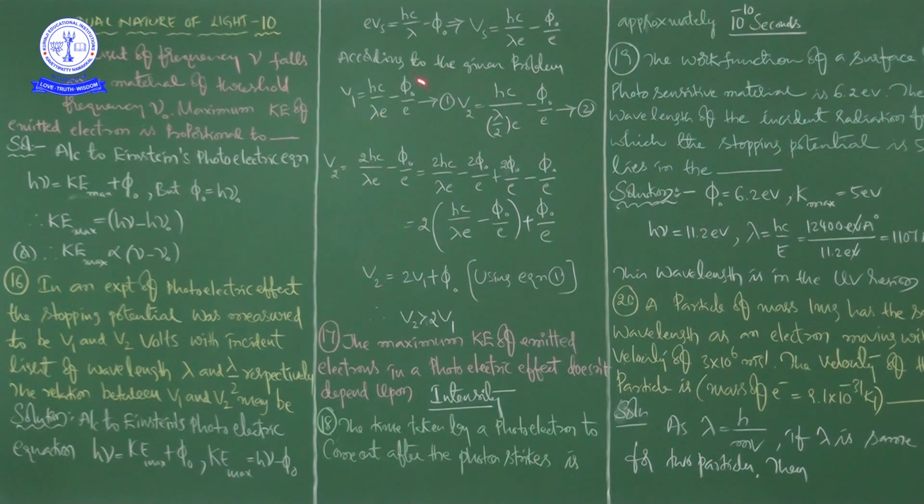See here, e Vs is equal to, in place of nu I can write c by lambda. So e Vs is equal to hc by lambda minus phi naught. From this I can write Vs as the subject. Vs is equal to hc by lambda e minus phi naught by e. This is the expression for stopping potential in terms of Planck's constant, speed of light, wavelength of the incident light, and charge of the electron, e. Here phi naught is the work function.